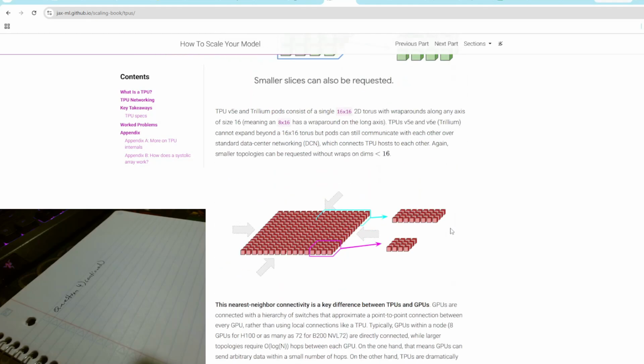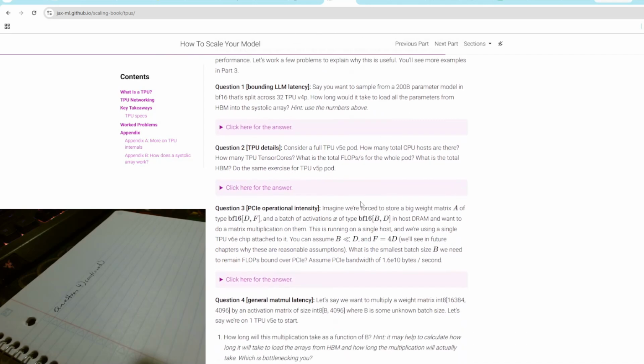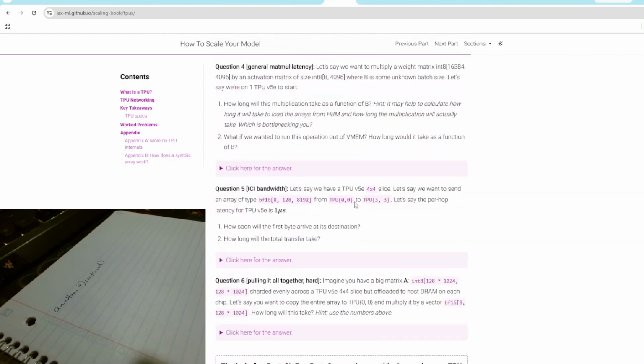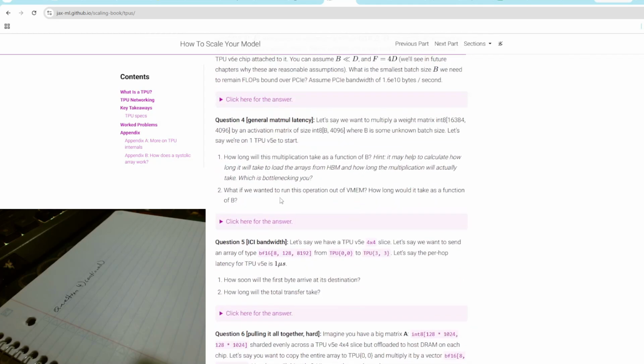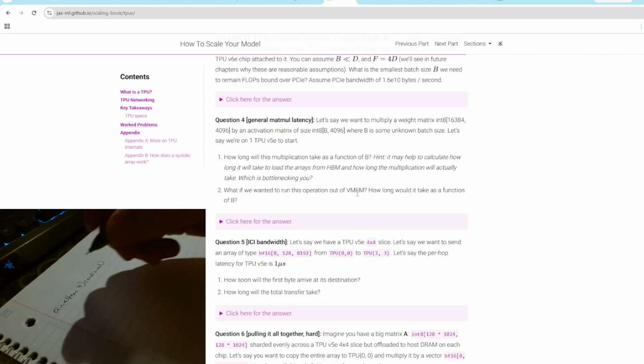Oh, maybe the question is just saying, hey, VMem is so much faster that all we need to worry about is the time it takes to do the flops. That's all I'm guessing. How long would it take as a function of B? Yeah, I'm just going to say, assume that VMem is so fast that the time it takes is the multiplication time.